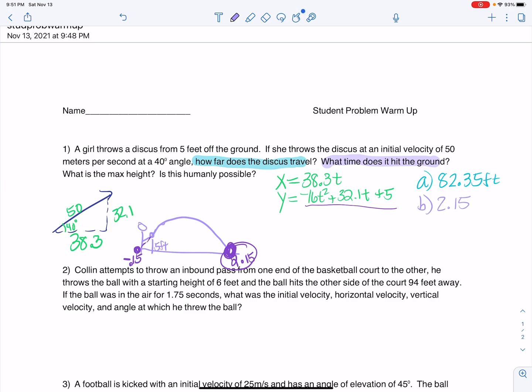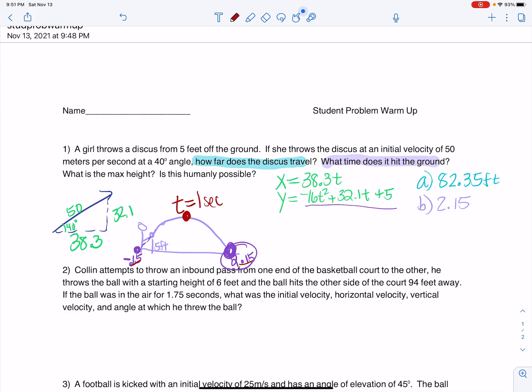Then it asks for its max height. So I want to use this. I don't know how high, but I know these two times. So I can do a negative 0.15 plus 2.15, hit enter and divide by 2. So it happens at 1 second.